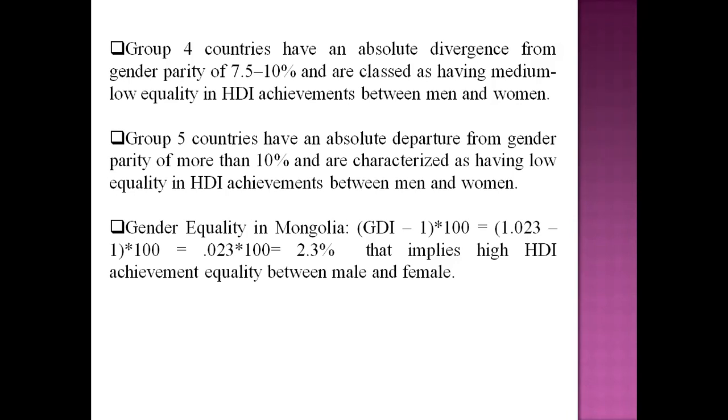So if we bring educational achievement equality, then we think it will be helpful for the GDP growth of any nation such as Mongolia. So thank you for watching this video on the Gender Development Index.